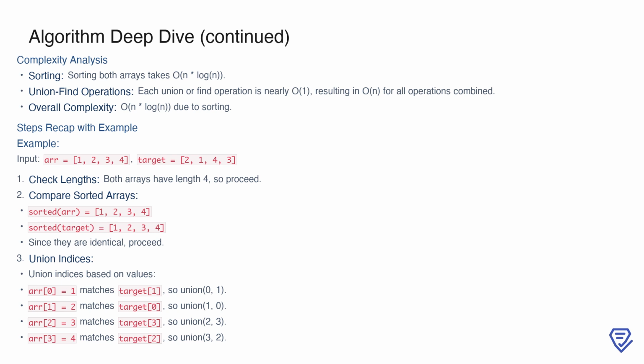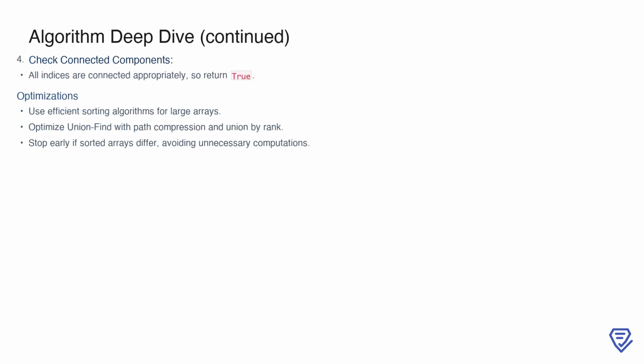This ensures that the indices can be swapped appropriately using subarray reversals. After completing the union operations, we verify the connected components. In our example, all indices are connected as required, so we conclude that ARR can be transformed into target, and we return true.